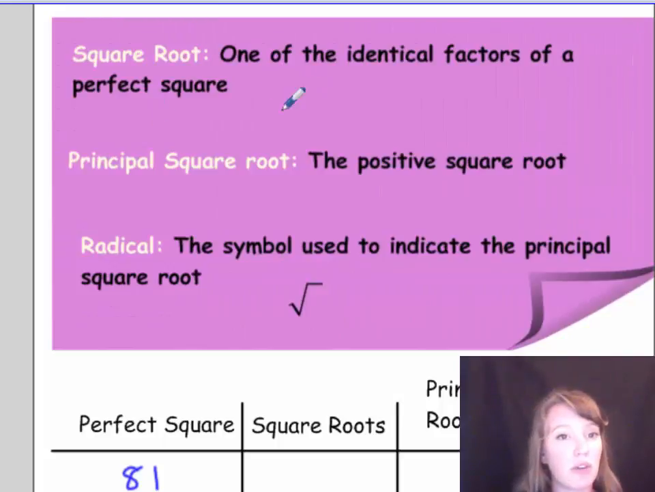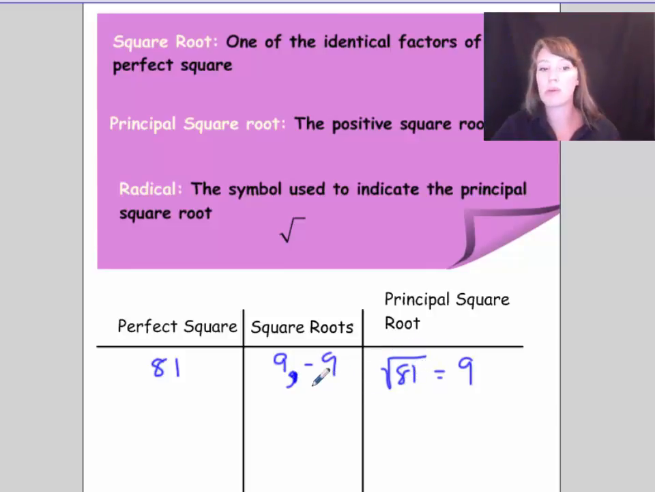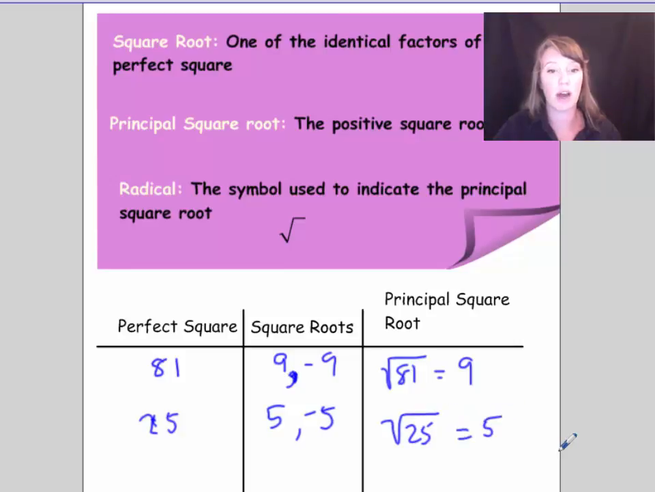Okay, so square root is one of the identical factors. The principal square root is the positive square root, and the radical is a symbol that indicates the principal square root. So for instance, if 81 is a perfect square, the square roots of 81 are both 9 and -9, because both of those numbers are identical factors that when multiplied get you 81. But the principal square root, or radical 81, is equal to just 9, because this symbol indicates that you want the positive square root. But it's really important to remember there's actually two square roots. So let's talk about another one. Let's talk about 25. The square roots are 5 and -5, but the principal square root of 25 is just 5. Okay?